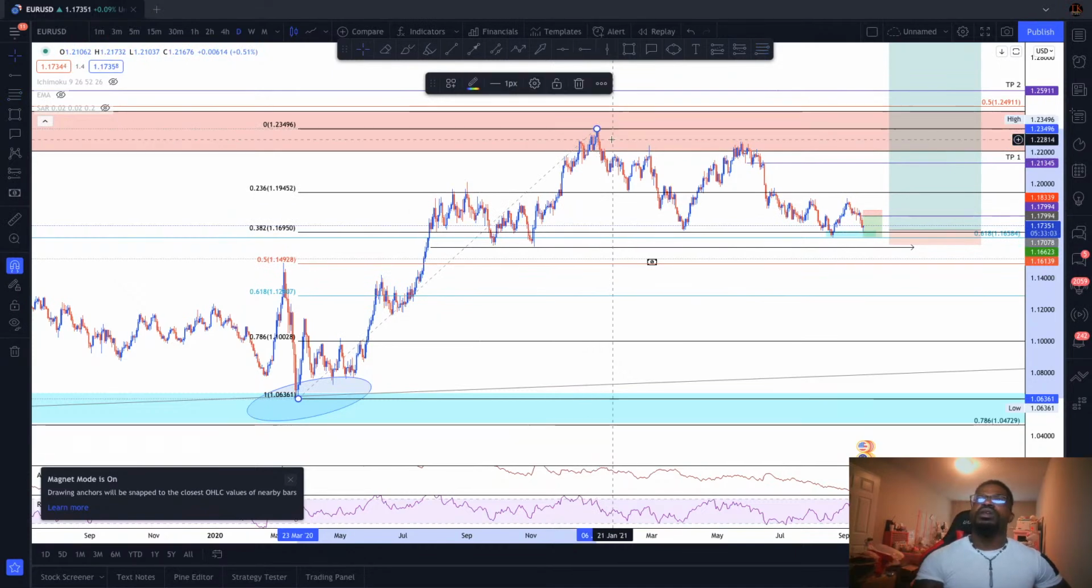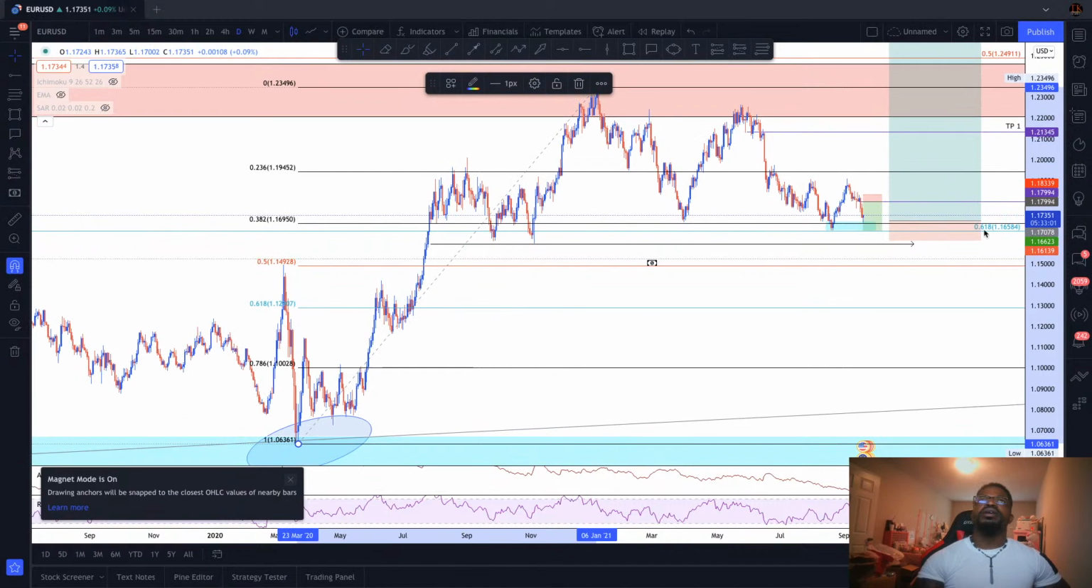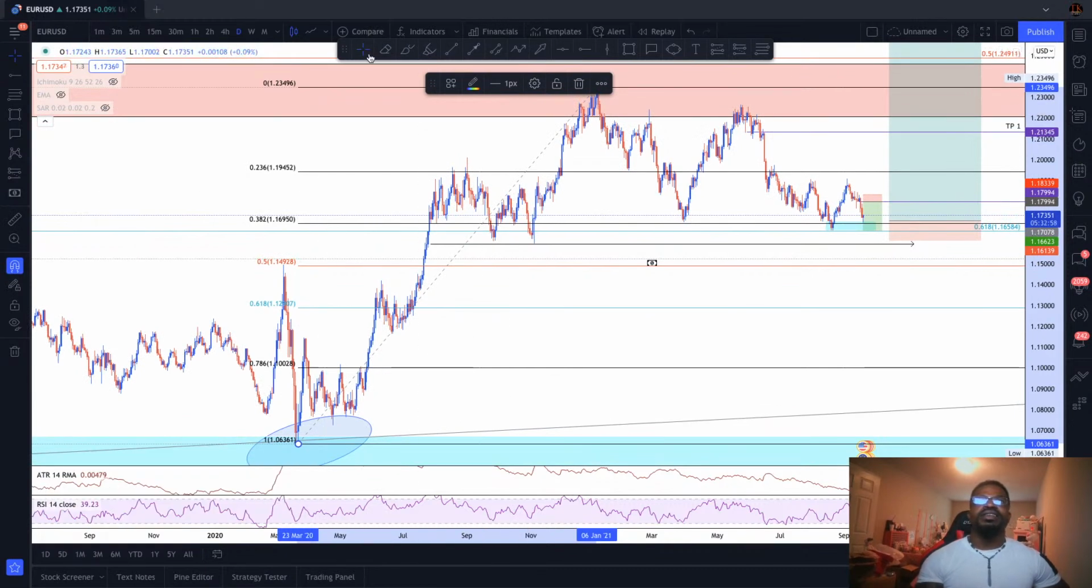Cool. So, based off of our fib, let's see if any of these levels look interesting. Right here at this 618, we have a lot of liquidity. A lot of touches.